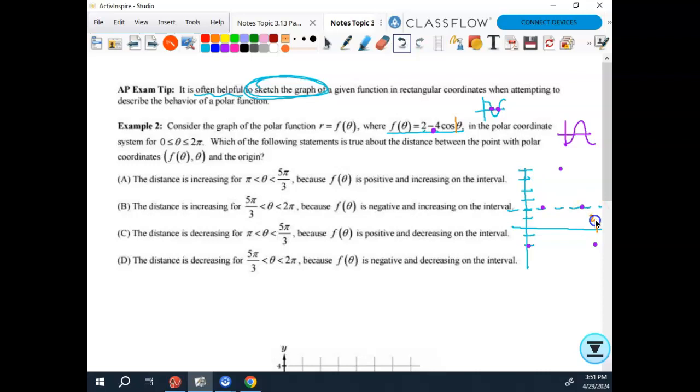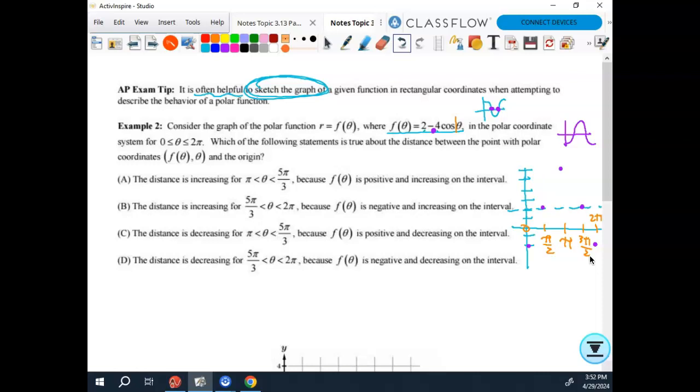This is at 2 pi. So this point is at pi. This obviously is 0. This is pi halves. And this is 3 pi halves. Okay. So let's see what this says.